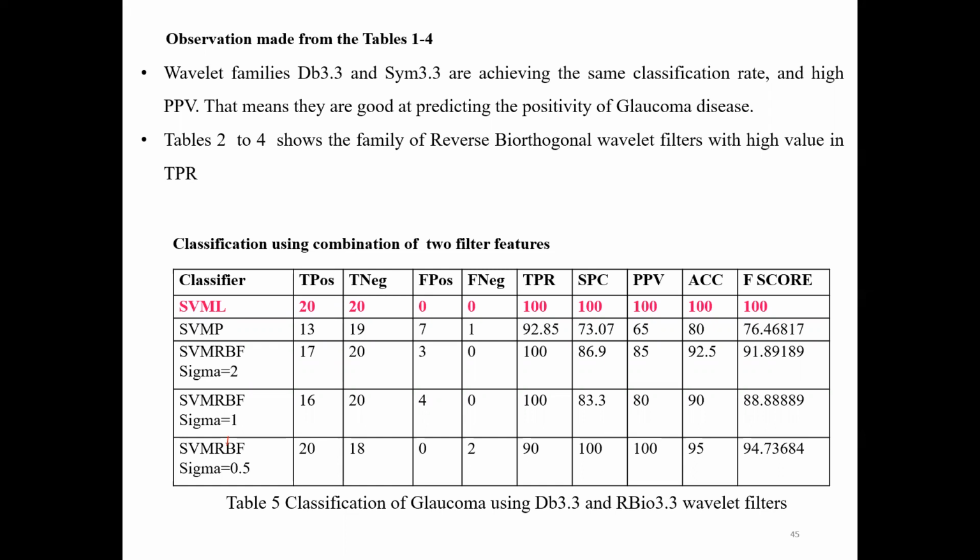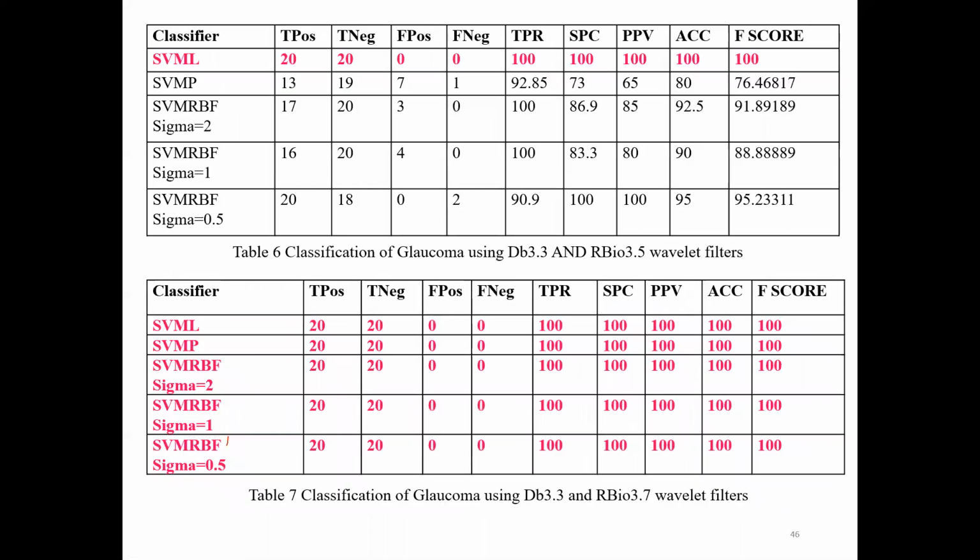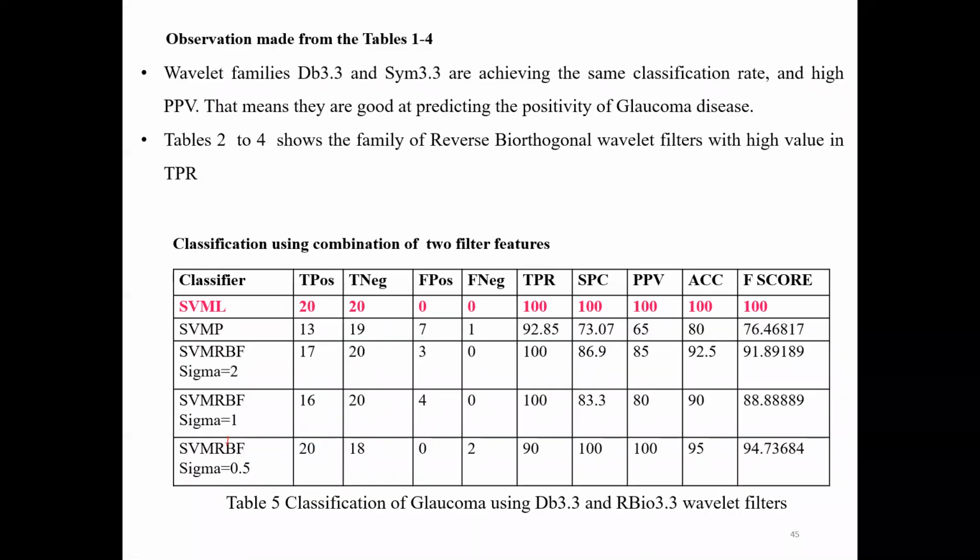Combination of 2 filter features, and the classifier is SVML and SVMP. Classification of glaucoma using dB 3.3 and reverse biorthogonal 3.3 wavelet filters is shown here. And there is another tabular form.